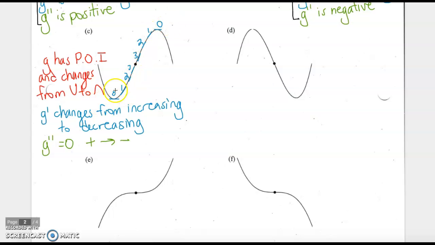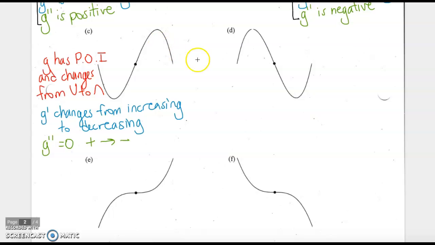They're all still positive in this scenario, but they were going up, they were getting larger, my slopes were getting steeper, and then all of a sudden my slopes weren't getting steeper anymore. So that's why it makes sense, right? If your second derivative is 0 and changes from positive to negative, that means that your first derivative changed from increasing to decreasing at that point of inflection.